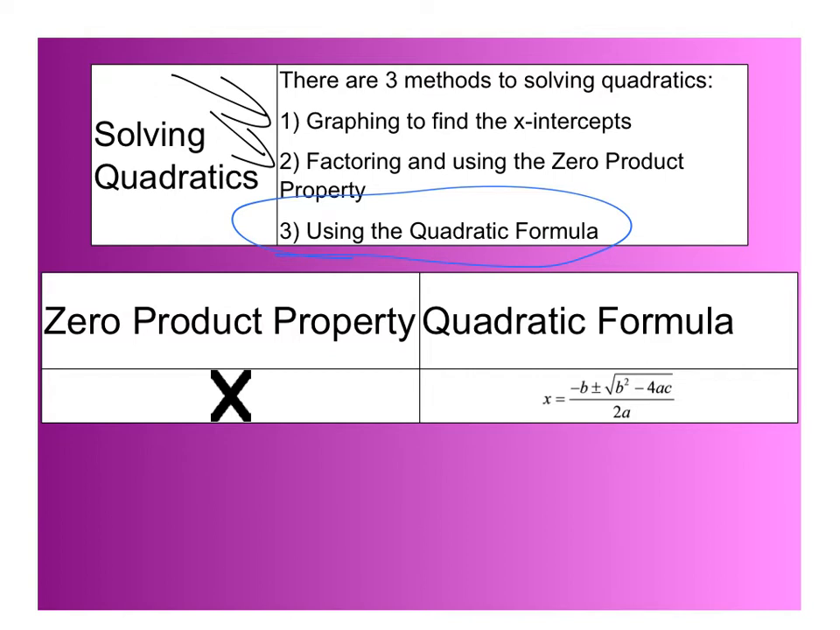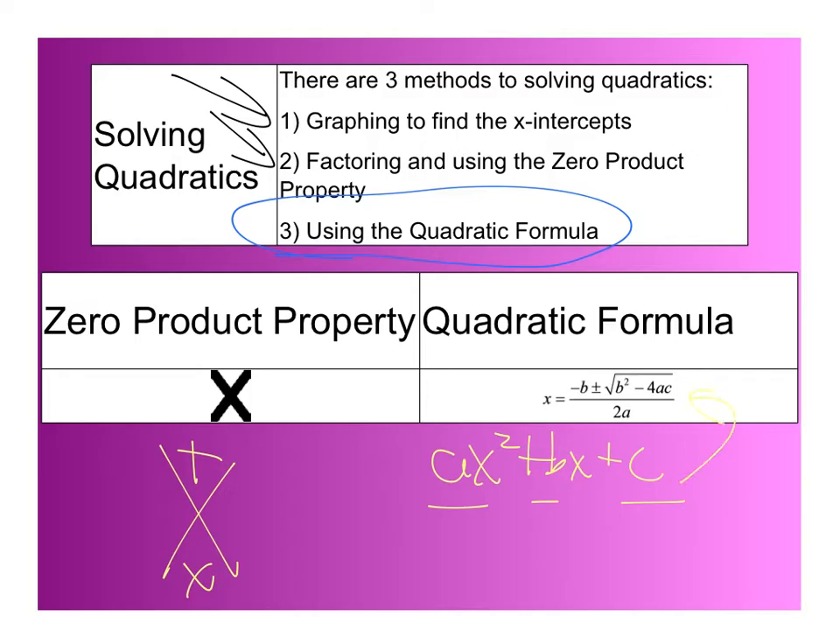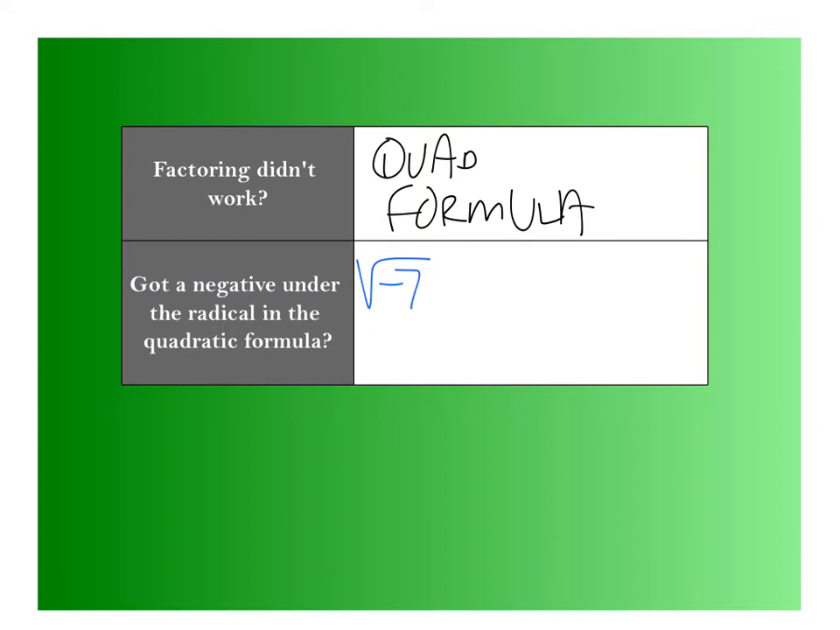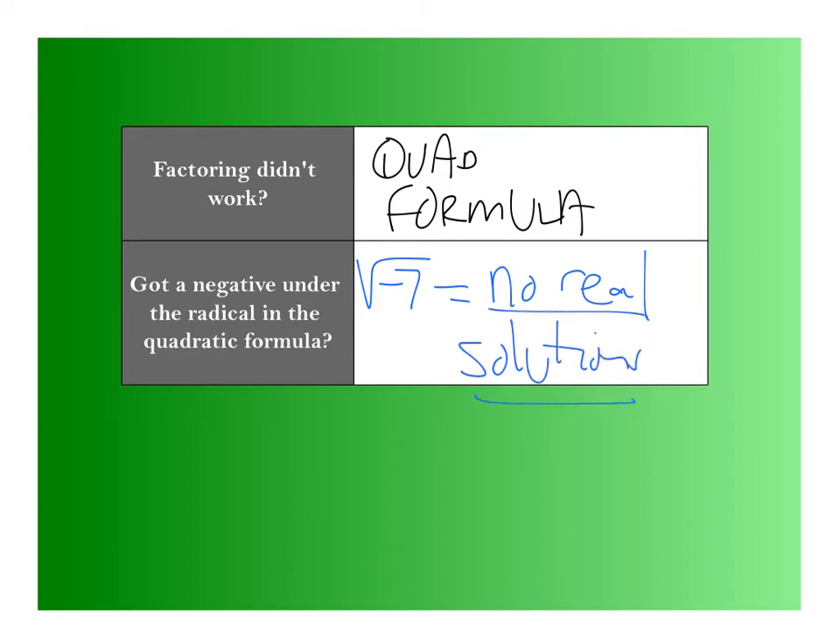So looking ahead, zero product property uses the x, and this is where the sum is on top and the product's on the bottom. Quadratic formula, ax squared plus bx plus c. That's where you get a, b, and c to use in there. If factoring doesn't work, then you need to use the quadratic formula. If you do a quadratic formula and somehow you get a negative under the radical, like a -7 underneath the radical, that is your clue that there are no real solutions. There are what we call imaginary solutions, but there are no real solutions.